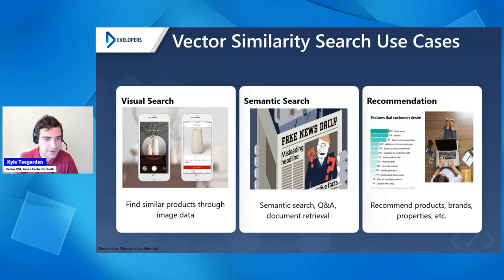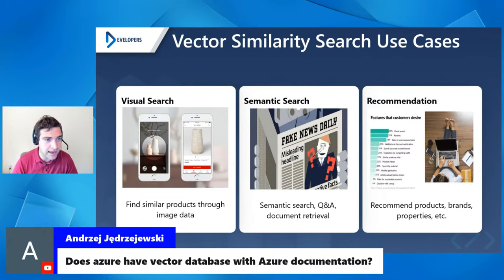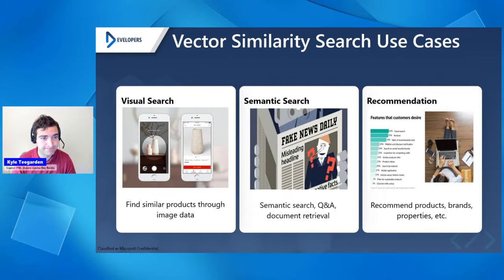And I do want to respond to a question from Drazy. Let me see if I can show this. Does Azure have vector database with Azure documentation? The answer to that is yes. So there's some links at the end of this slideshow with documentation, both a step-by-step tutorial and also documentation that's more conceptual about using vector databases on Azure and Azure Cache Redis in particular. So look for that. Hopefully that answers your question.